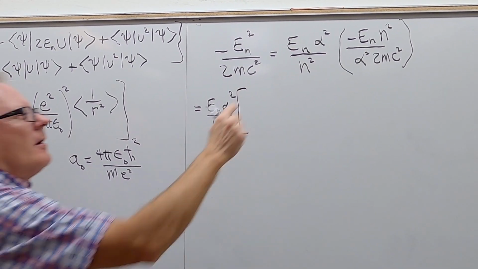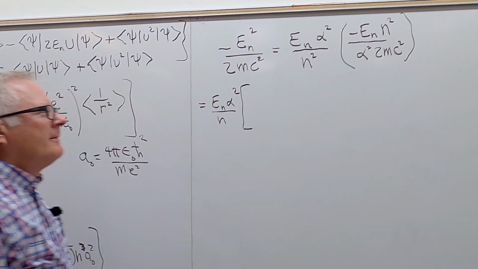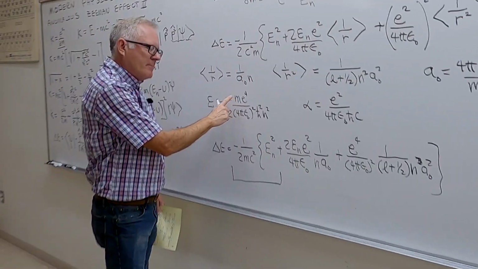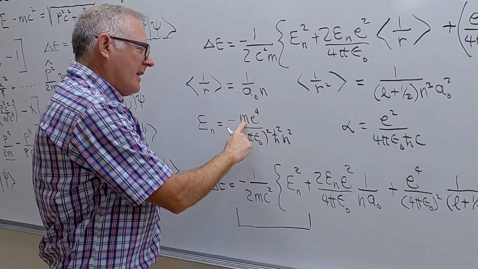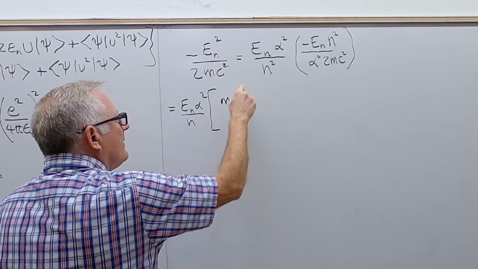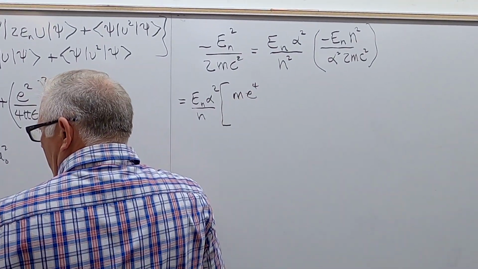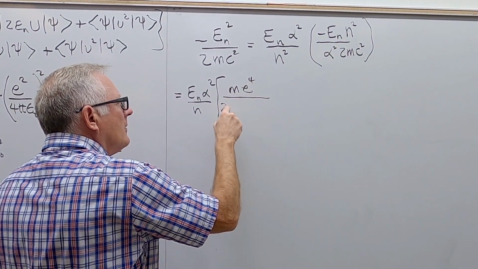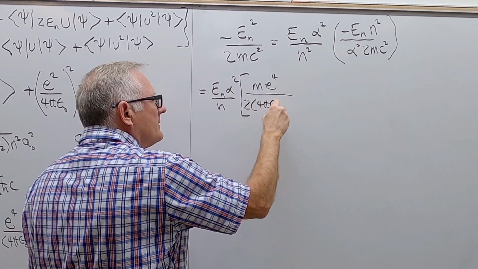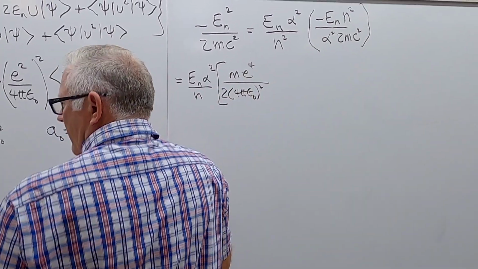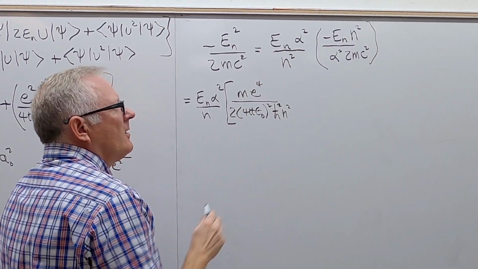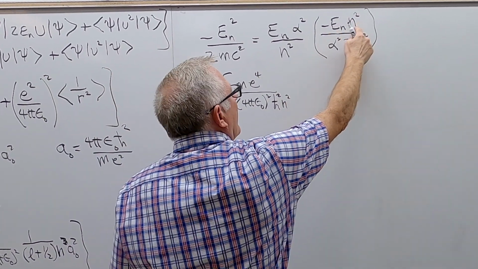Okay, now we've got minus e sub n. Now I'll plug in because I don't plug in this. Minus that would make this a plus. So we just got me to the fourth, me to the fourth all over 2, 4 pi epsilon naught squared, h bar squared n squared. Okay, that took care of this. Times n squared.